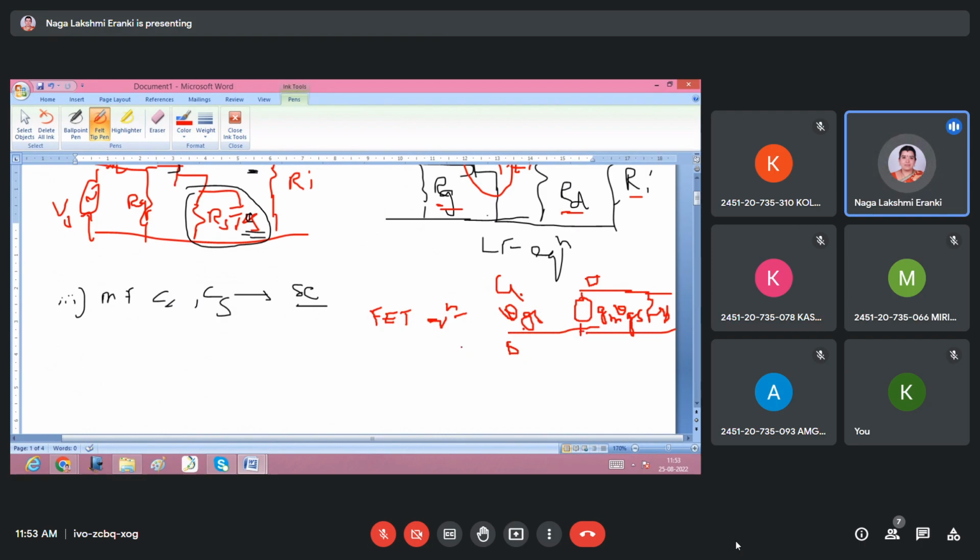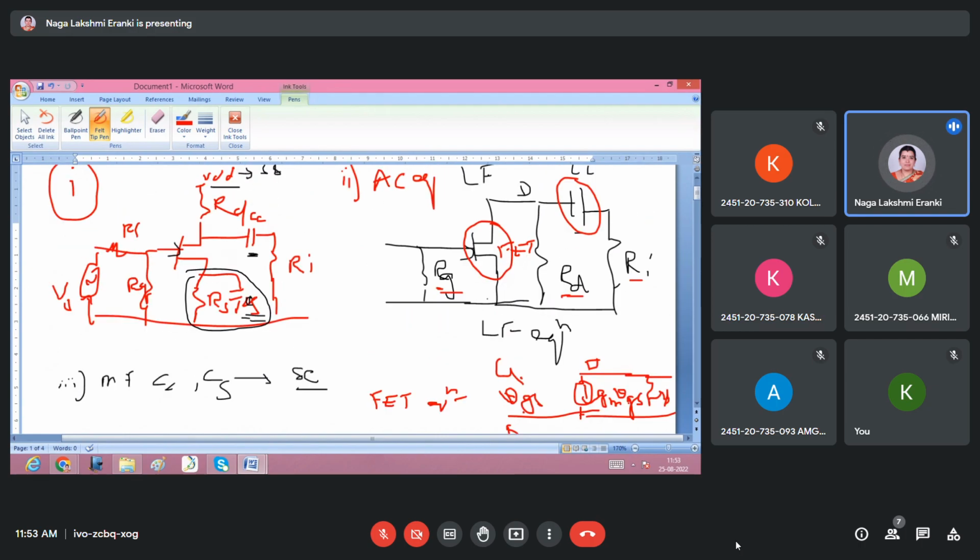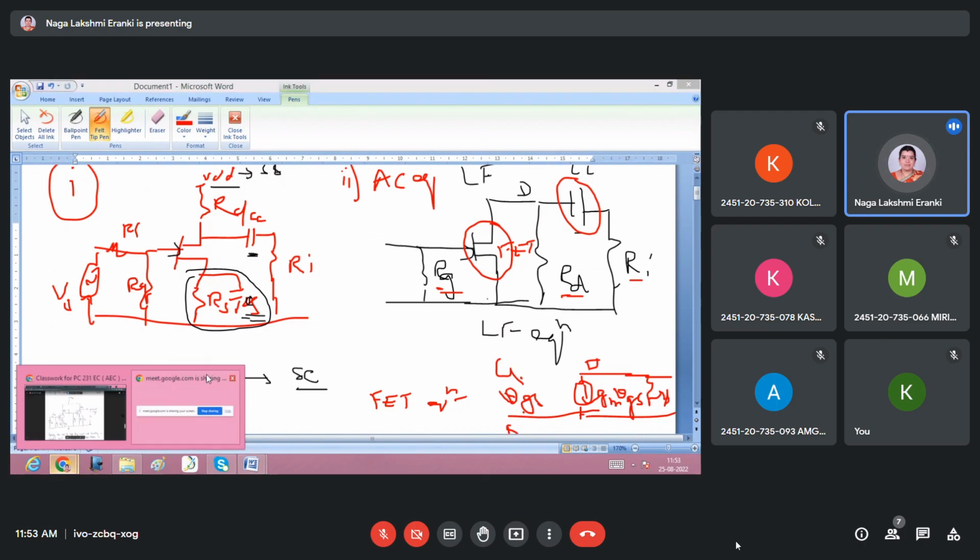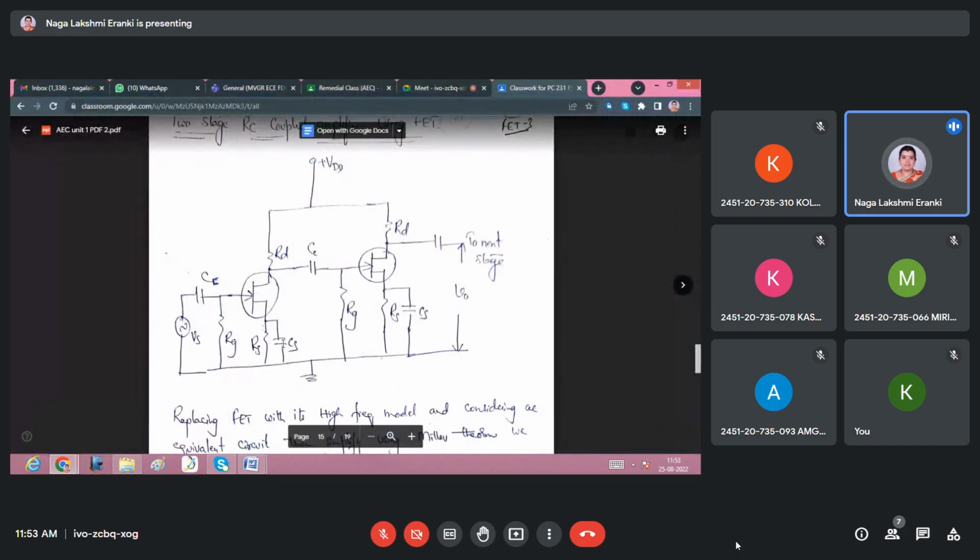In the BJT case, we replace the BJT with its h parameter equivalent. Here, the FET is replaced with its equivalent model, which consists of GM VGS, one dependent source, and one resistor in parallel with the output resistance. So, in place of the transistor, you are going to replace it with the equivalent circuit. The same is shown here.